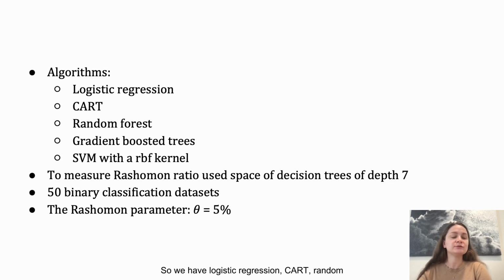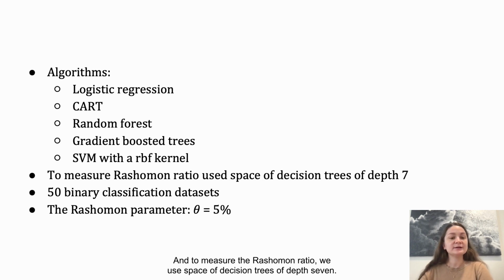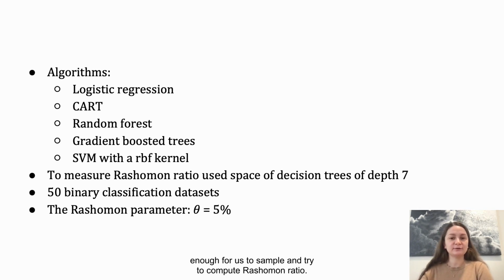So we have logistic regression, CART, random forest, gradient boosted trees, and SVM with RBF kernel. And to measure the Rashomon ratio, we use the space of decision trees of depth 7. They're complicated enough to model different data sets, yet they are understandable and simple enough for us to sample and try to compute the Rashomon ratio. We did this on 50 binary classification data sets, and we set the Rashomon parameter to 5%.